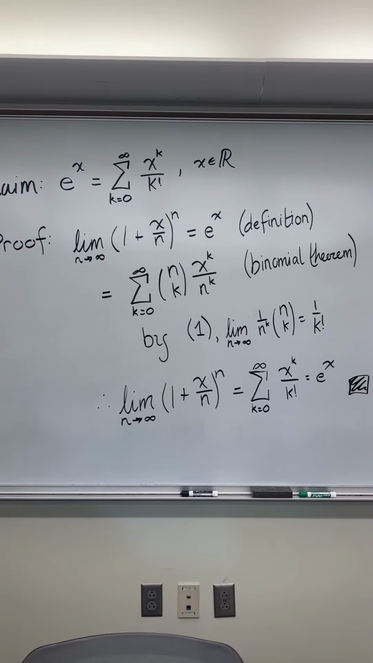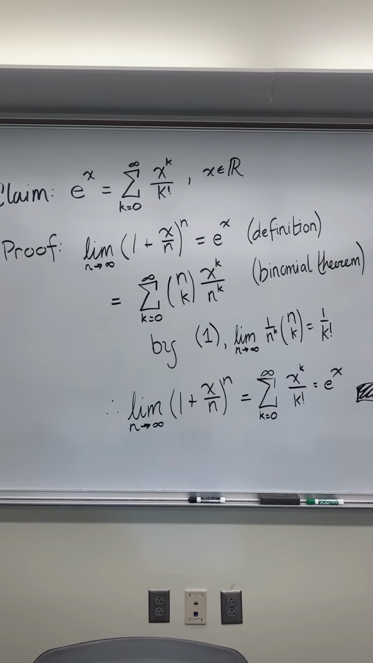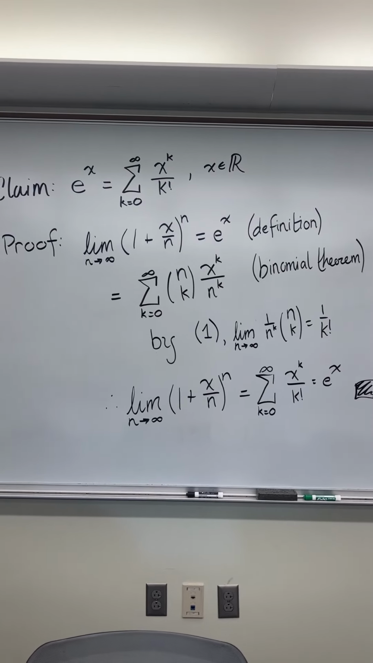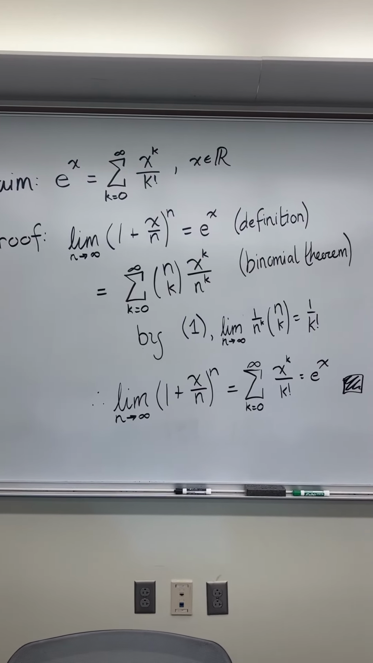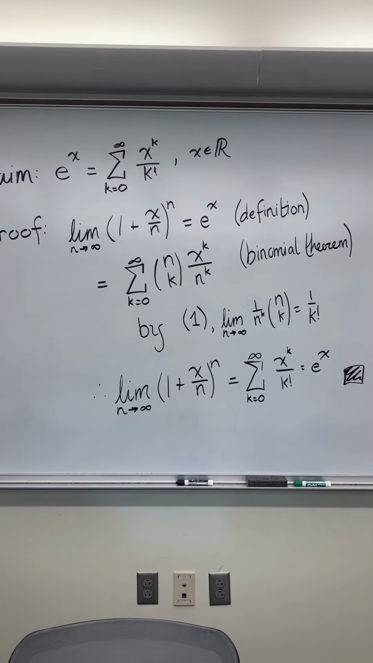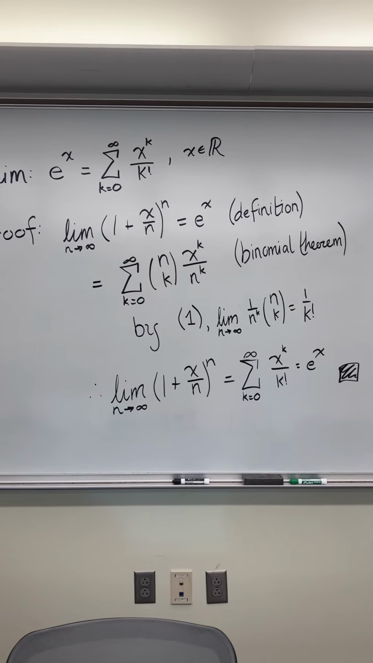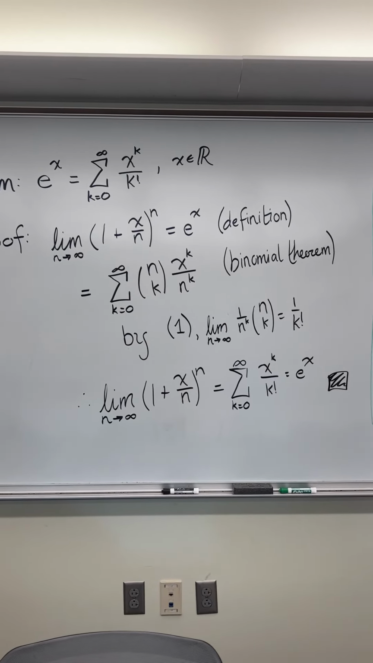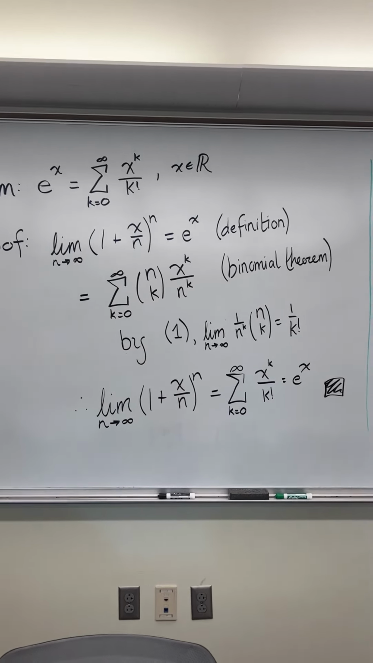Next, I'm going to use the binomial theorem. The binomial theorem comes in handy super often. I used it in the calculation of pi as well, to show that 1 plus x over n to the nth power is actually just going to be the sum, as k equals 0 to infinity, of n choose k, x to the k over n to the k.